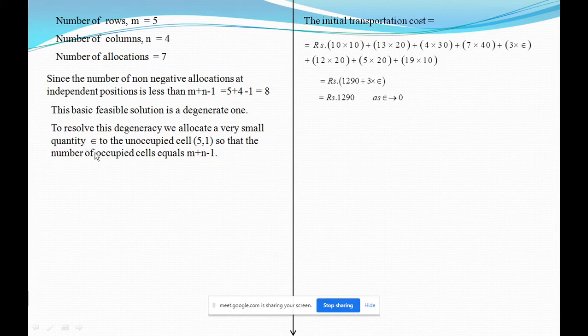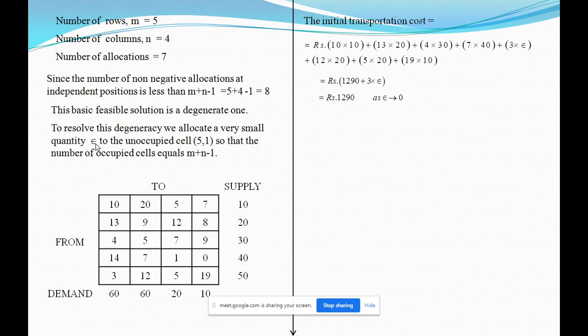That dummy allocation is termed as what? Epsilon. We use some alphabet. It's a Greek alphabet. This Greek alphabet is used to make the number of allocations equal to m plus n minus 1. I should have mentioned that epsilon here.